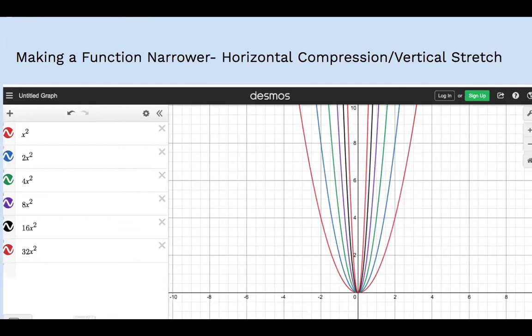By adding a whole number in front of the equation, I can vertically stretch the graph, otherwise known as a horizontal compression. This is because the y value for any given x value is now a multiple of what it was before, 2 times, 4 times, 8 times more, raising it on the y-axis and making the graph skinnier and skinnier.